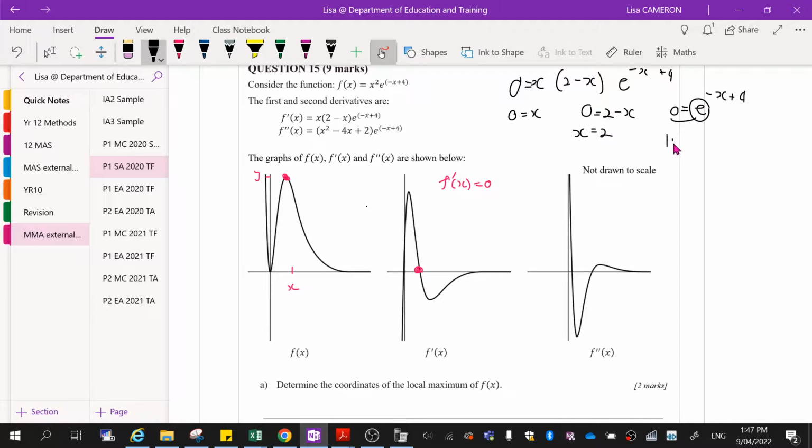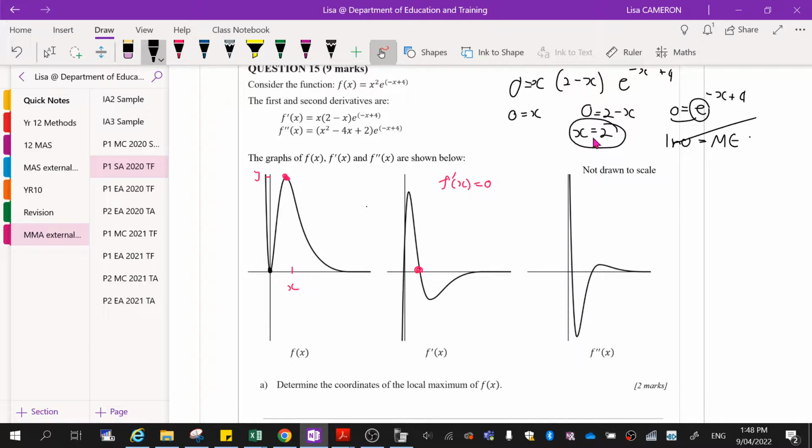The other one is going to be e to the power of minus x plus 4 equal to 0. Take this over by doing ln 0, we get a math error. Therefore, that one doesn't work. That one has no solution. So therefore, our answer here must be this one, because we don't want that one there. It's giving us a minimum.